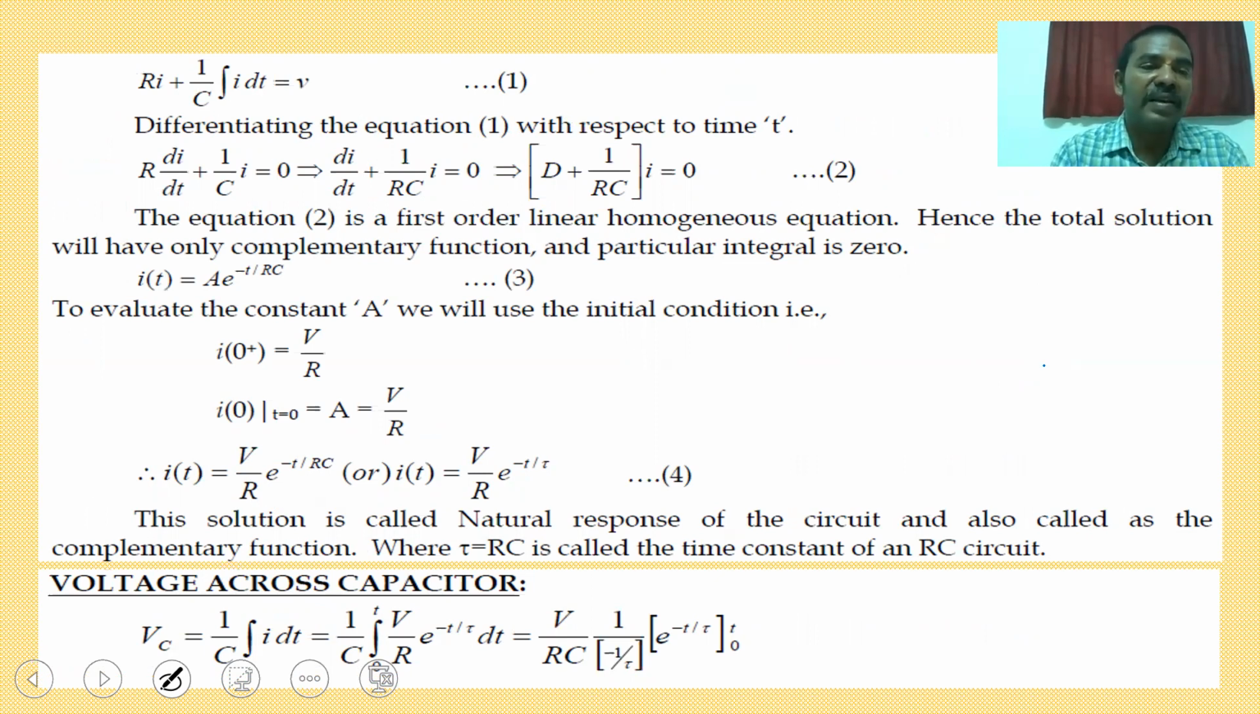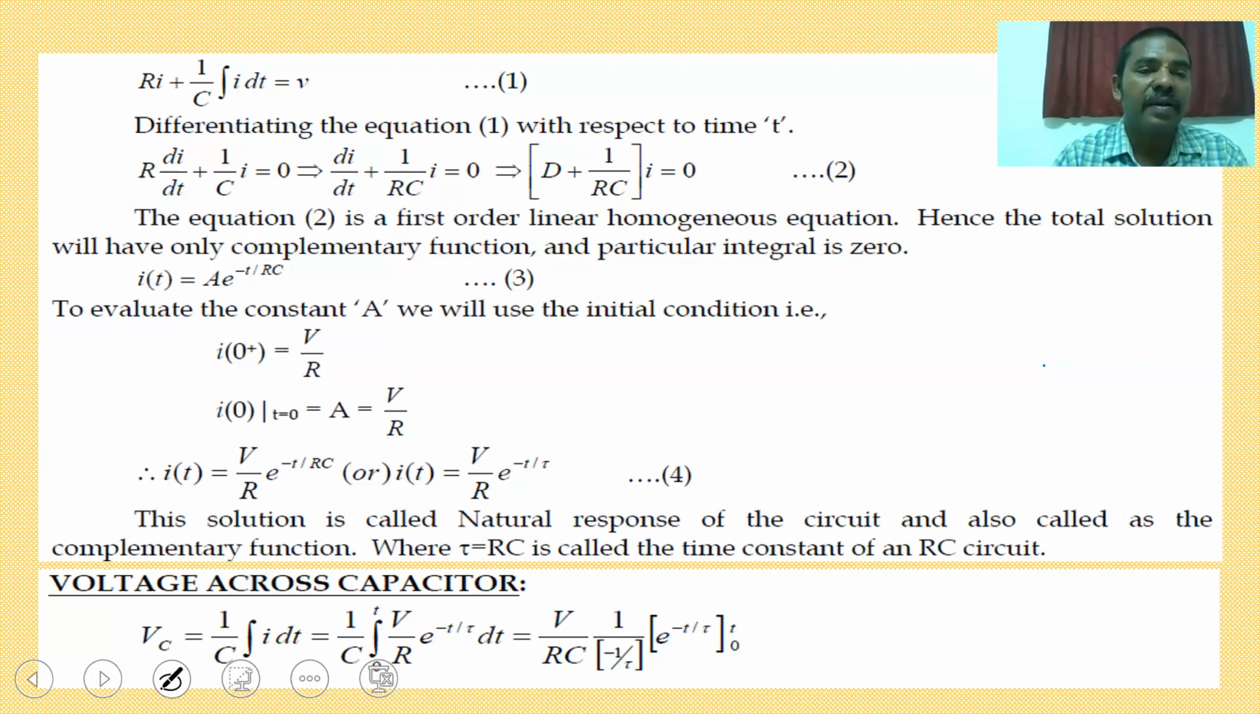Now (1/C)∫i dt is the voltage drop across the capacitor, equal to V. Here integration is there, so you cannot directly go for the calculation. You have to differentiate the first equation with respect to t. So R·di(t)/dt plus (1/C), integration and differentiation get cancelled, gives i.